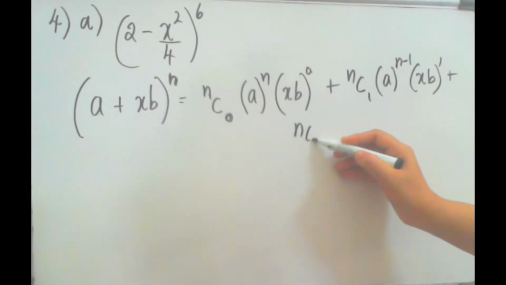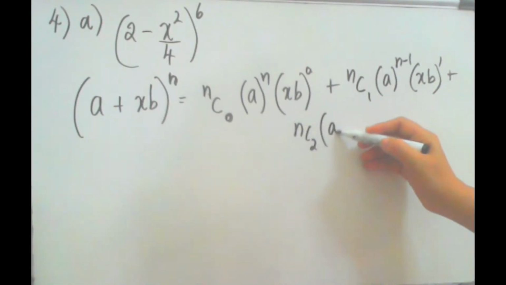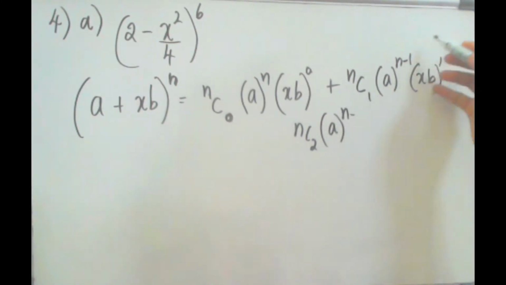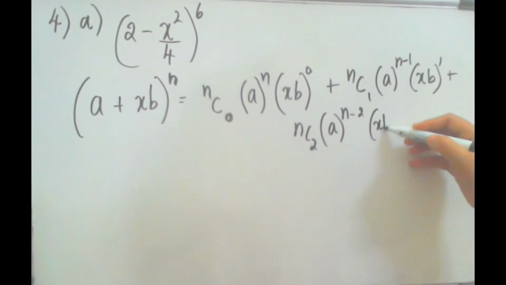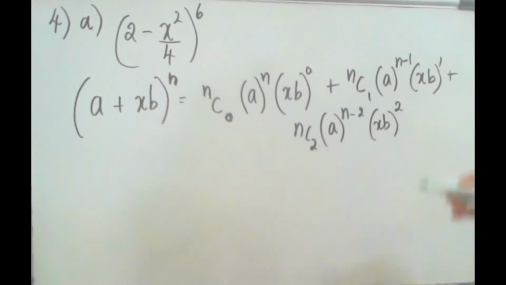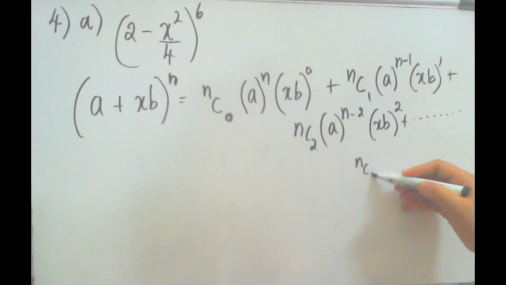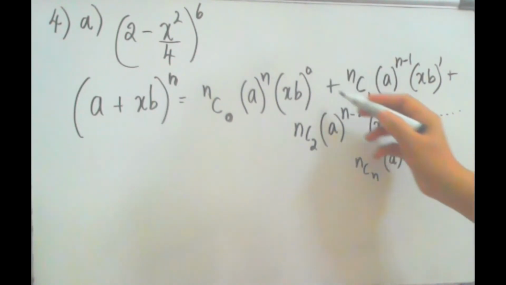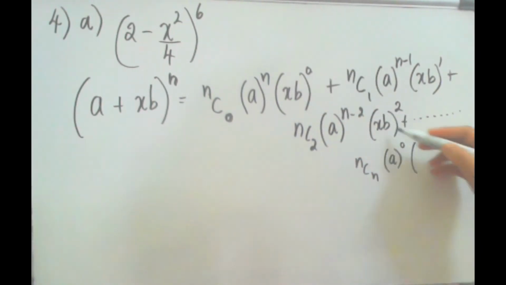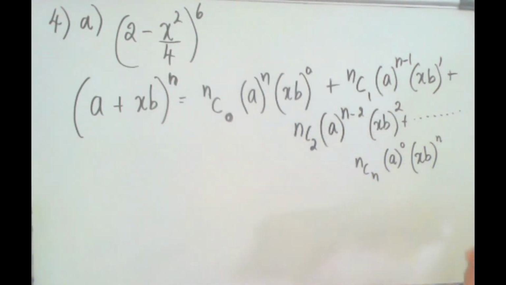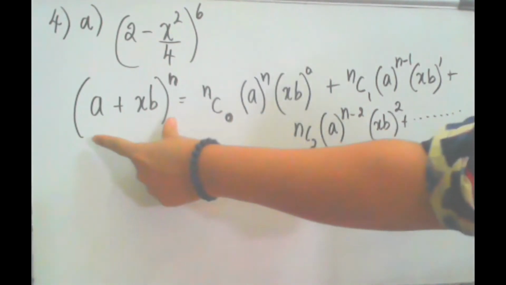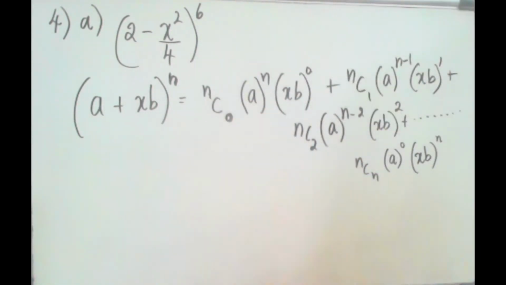So the next term is nC2. Now you should be able to guess a power n minus 1 minus 1, which is n minus 2. XB power 1, we will increase, it becomes 2. So if you go on doing this, the last term will be nCn, into a power will reduce and become 0, and the second term XB power will increase and become n. So that is going to be our last term. Alright, so pause this video, write this on your own and then proceed.